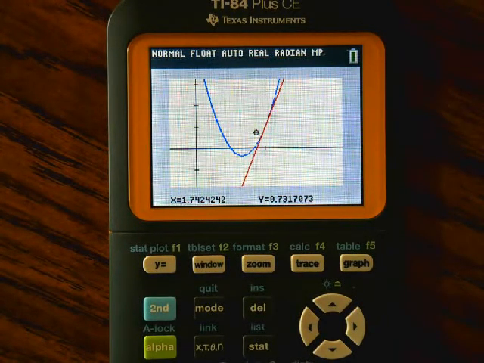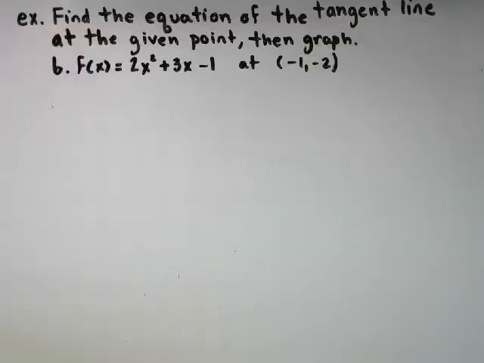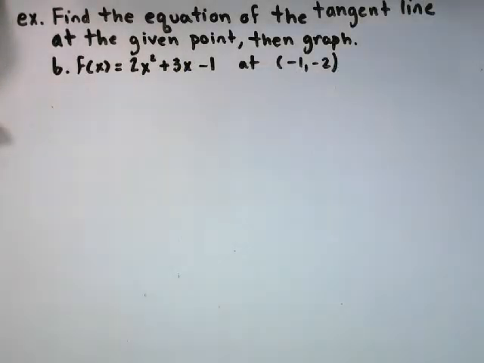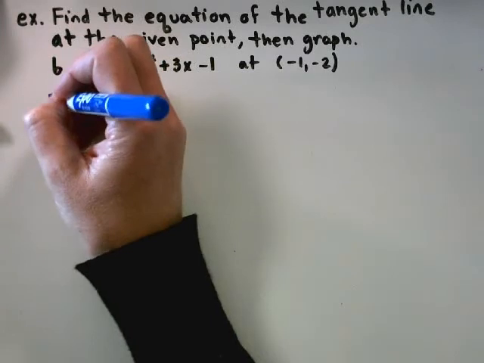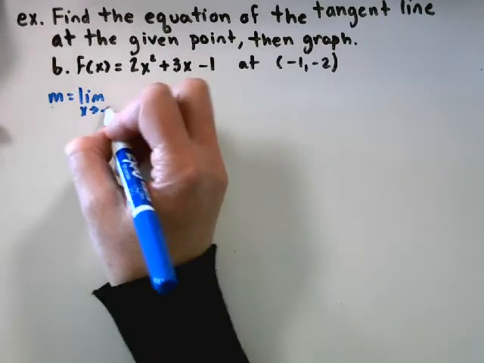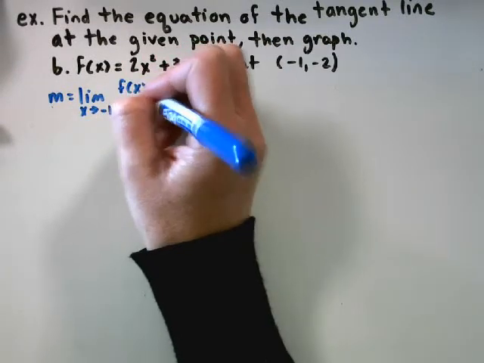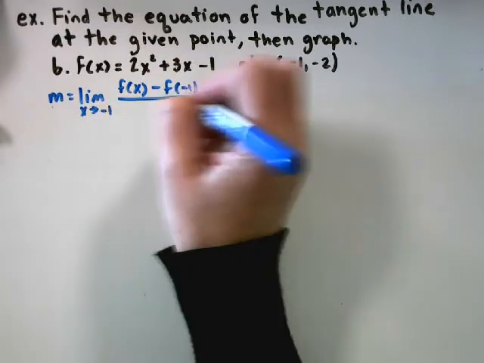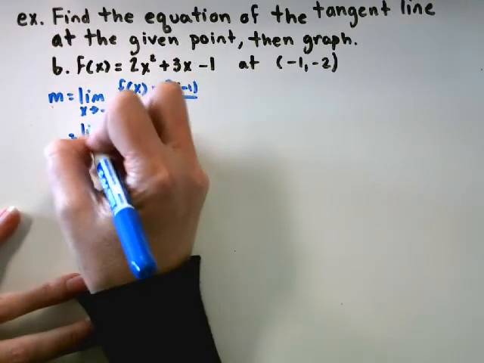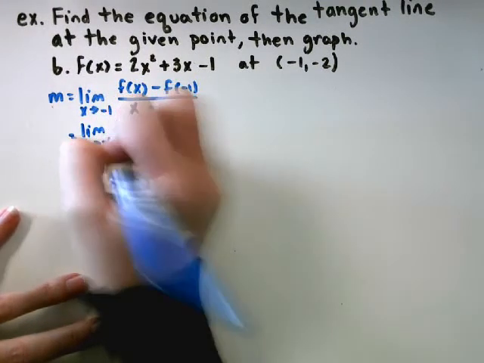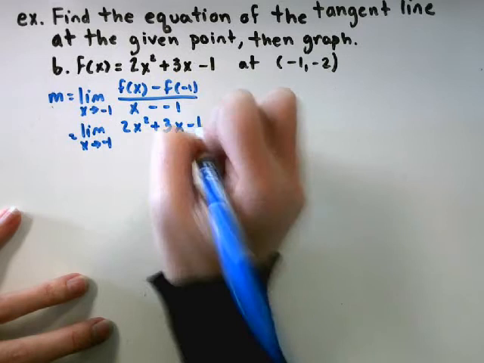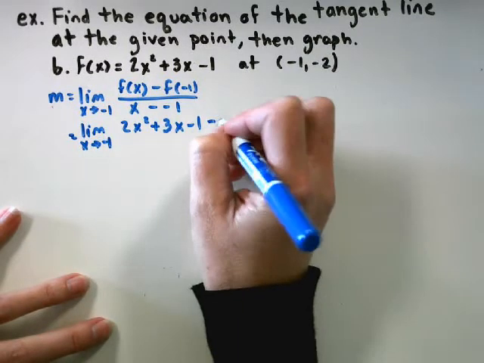Right, so let's do another one. So we have the function 2x squared plus 3x minus 1 at (negative 1, negative 2). So my slope is equal to the limit as x goes to negative 1 of f of x minus f of negative 1 over x minus negative 1. So this is going to be the limit as x goes to negative 1 of 2x squared plus 3x minus 1 minus a negative 2, all over x plus 1.